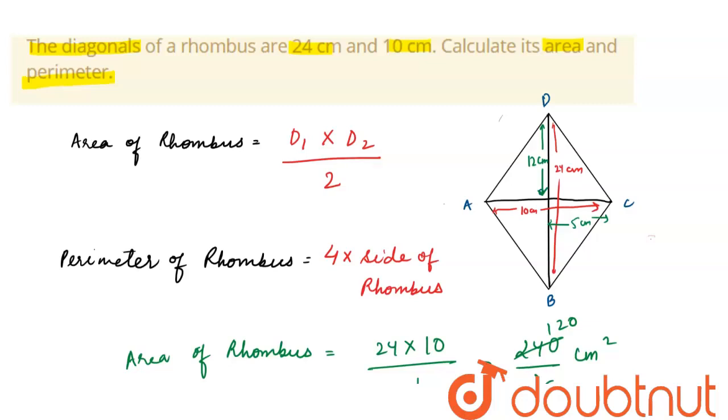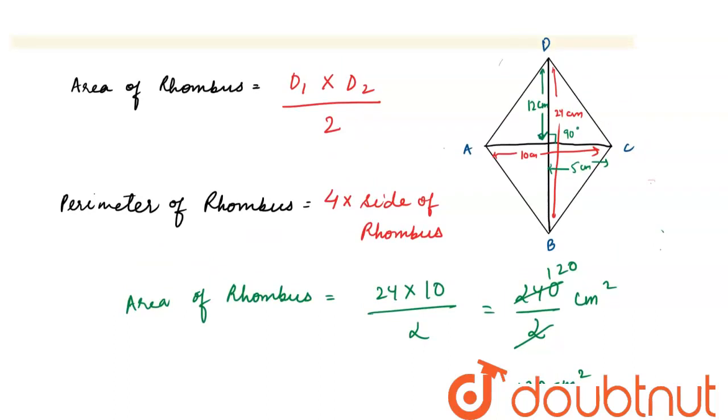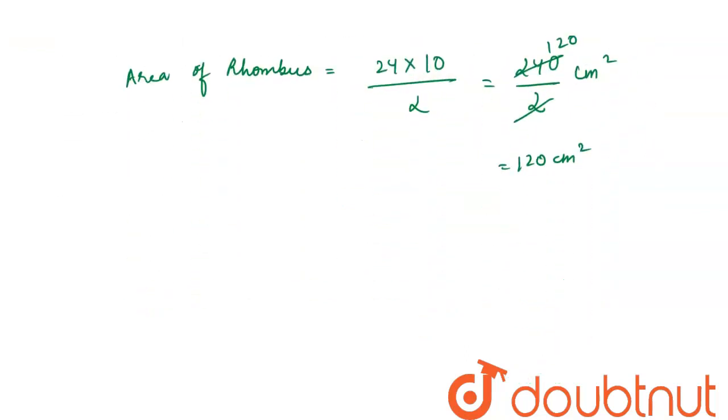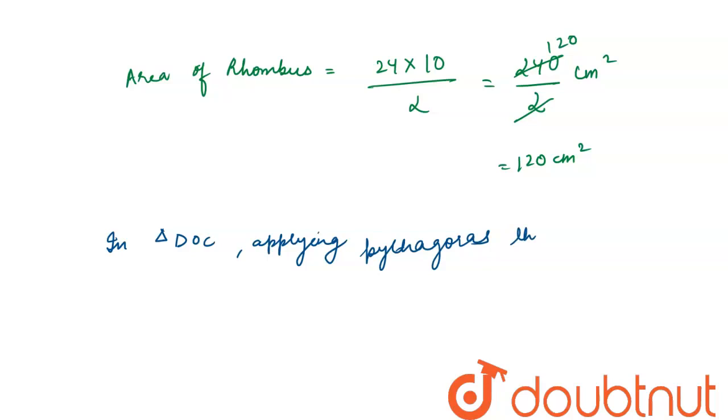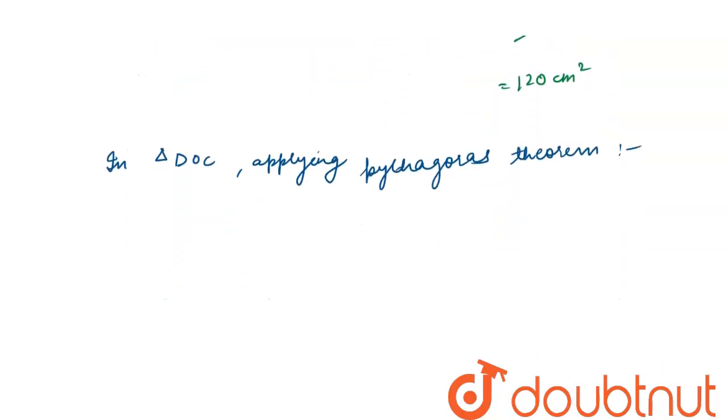Suppose it's DC. So in this triangle, the diagonals bisect each other at 90 degree, we know. So what we will do, we will apply Pythagoras theorem in this triangle DOC. Okay, so in triangle DOC, applying Pythagoras theorem, we know Pythagoras theorem says perpendicular square plus base square equals to hypotenuse square.